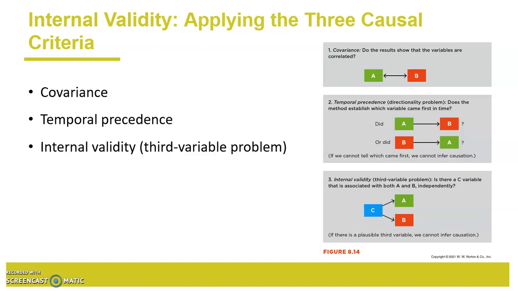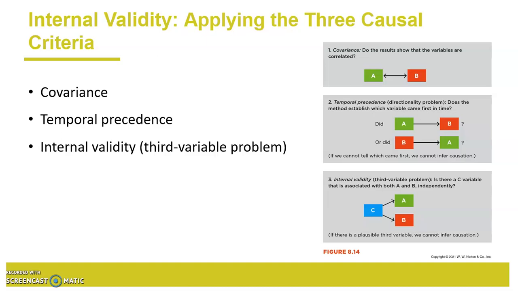Temporal precedence, sometimes you have temporal precedence when doing a correlational study, but oftentimes you have this directionality problem where you don't know if it was well-being that came first that then led people to engage in more meaningful conversations, or if it was people engaging in more meaningful conversations which then led to them having more well-being.